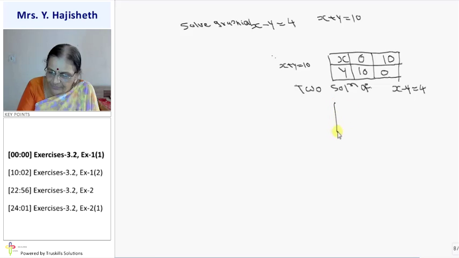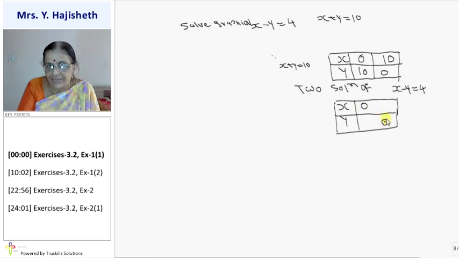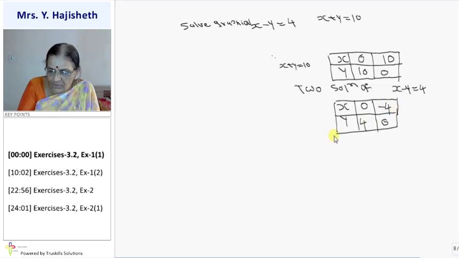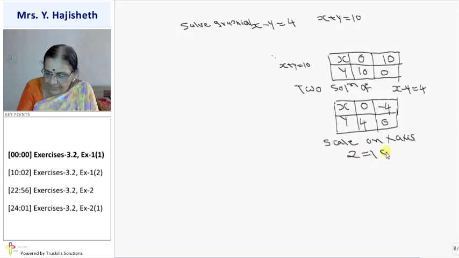Let me find two solutions of this. x, y. When x is 0, what is y, and when y is 0, what is x. When x is 0, I put x is 0, y is minus 4, and when y is 0, I will get x is 4. Clear? Now I have to construct the graph. So in order to construct the graph, I have to take a proper scale. Scale on the x-axis, I will take 2 is 1 centimeter. And scale on the y-axis, I will take 2 is equal to 1 centimeter.